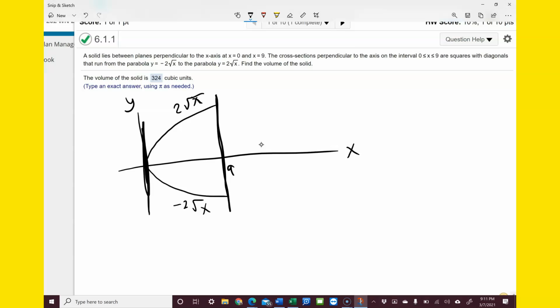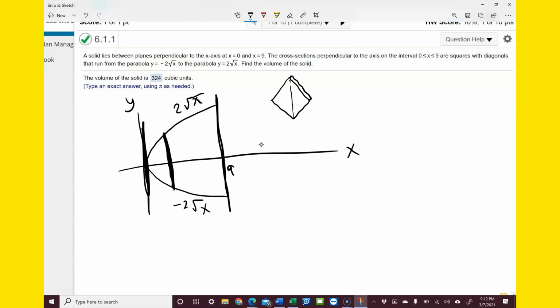And we have a solid that has squares as the cross section, and we have the diagonals of the squares, not the side of the square, but the diagonal of the square running between those two curves. So if we can find the length of that diagonal of the square, I think we would be in good shape. So imagine this shape looks something like this. Okay, and you have this diagonal running right here. And so that's the cross-sectional area.